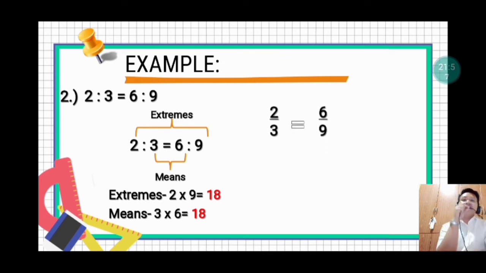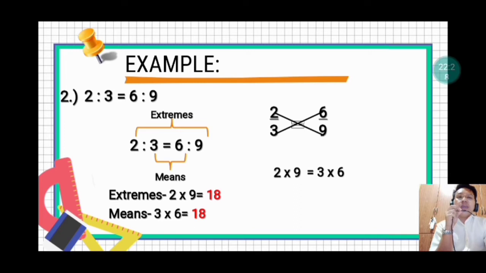And also, again, let us perform the other process on how to identify ratios if they are proportion. So, again, the given ratios, convert them into fraction form. So, 2 is to 3 is equivalent to 2 over 3 is equal to 6 is to 9, and that is equivalent to 6 over 9. And after that, perform the cross multiplication, 2 times 9, write it down, and after that, 3 times 6, write it down, and after that, simplify, okay? You need to solve these terms. So, 2 times 9, that would be 18, and 3 times 6, that would be also 18.